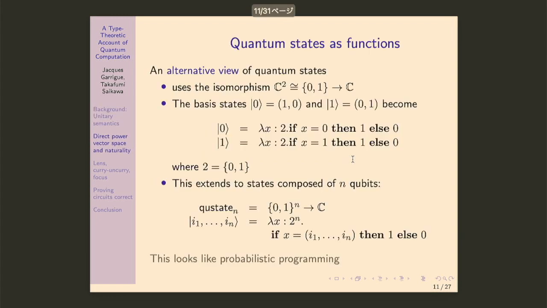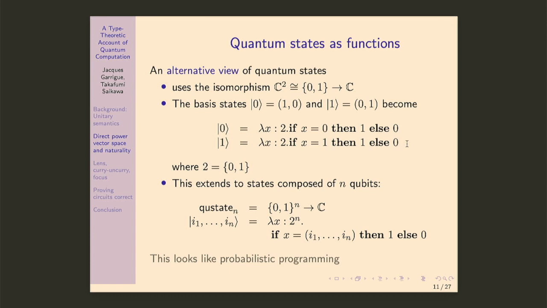Okay. So, the first step is that we're going to use a different view on what our circuit is. And we use the isomorphism that C squared can be seen as functions from {0, 1} to C. Okay, simpler. Then the basic states are going to be: state 0 is, take x, if x equals 0, then 1 else 0. And state 1 is, if x equals 1, then 1 else 0. And linear combinations of those can provide all the states.